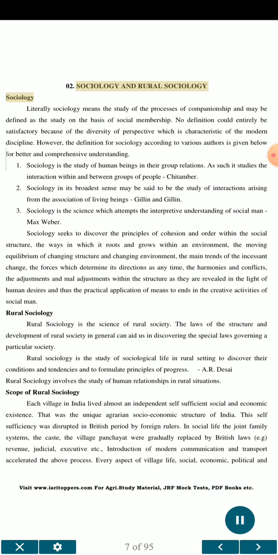02. Sociology and rural sociology. Sociology. Literally, sociology means the study of the processes of companionship and may be defined as the study on the basis of social membership.